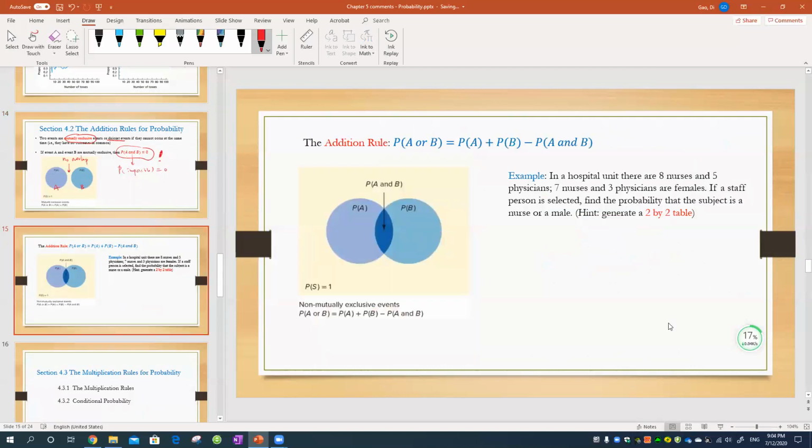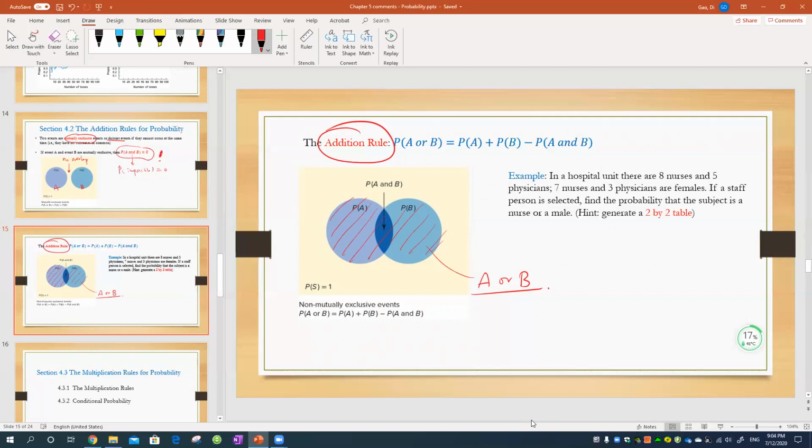And now let's look at the real addition rule. So this is the addition rule: probability of A or B. If we look at A and B, they do have overlap. Then A or B stands for the shaded area. So the shaded area is A or B. Either A or B is fine. So the whole area is A or B.